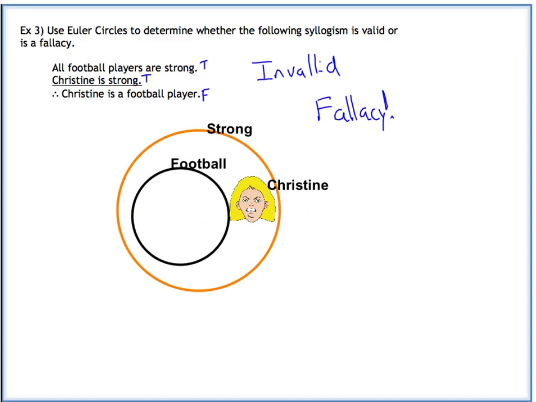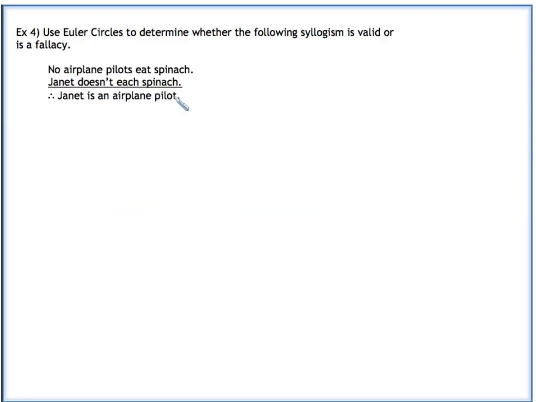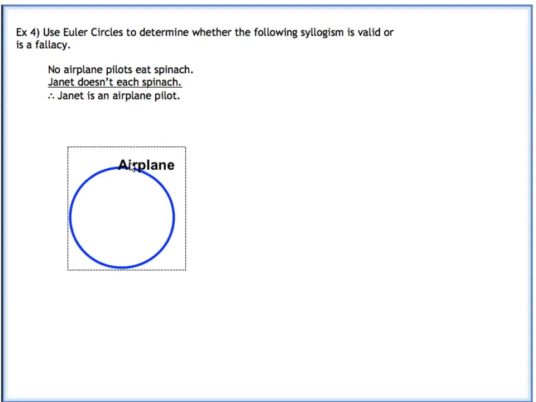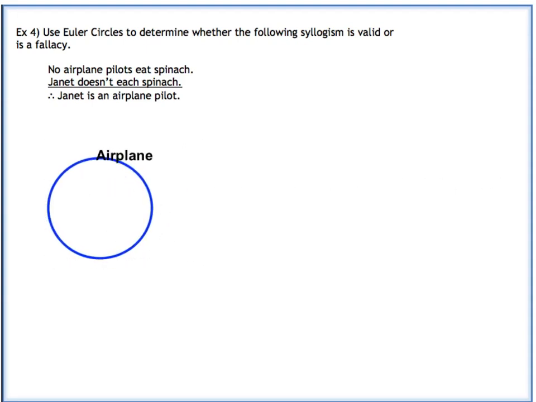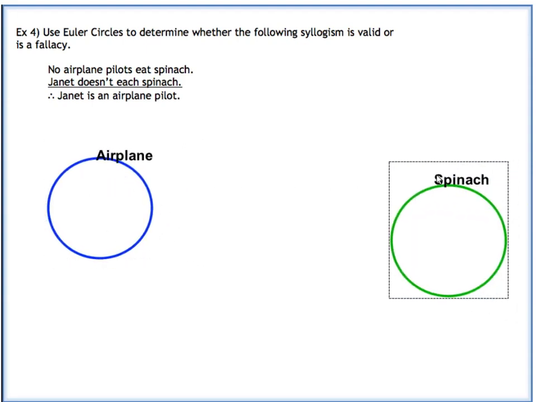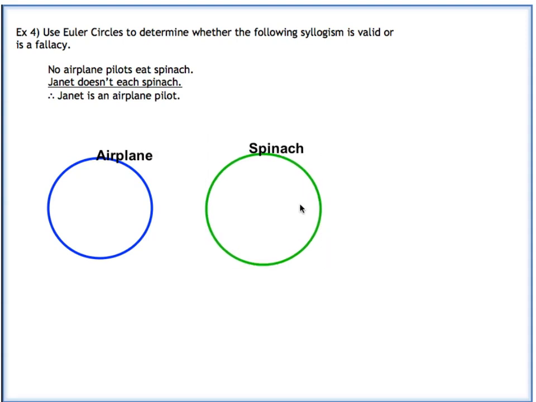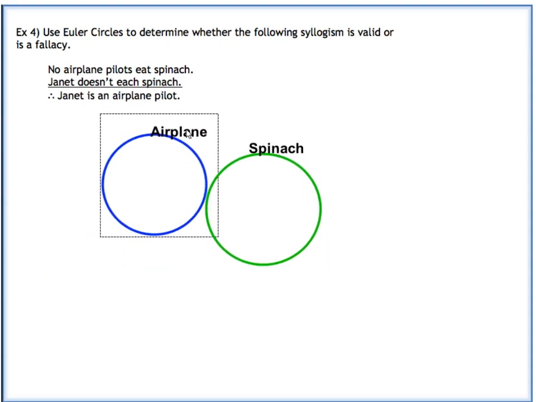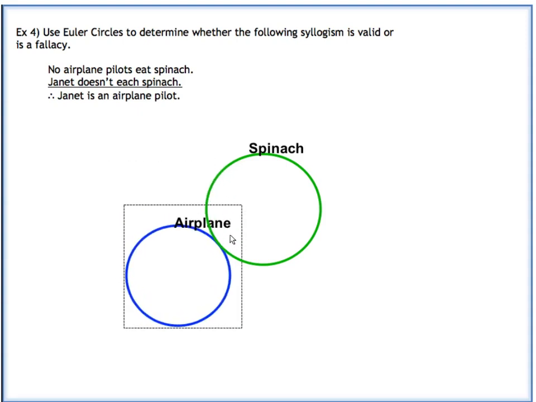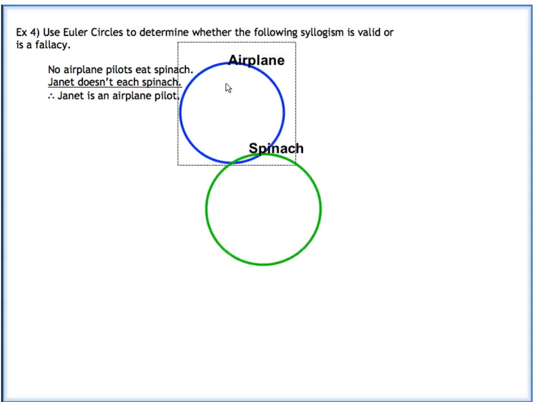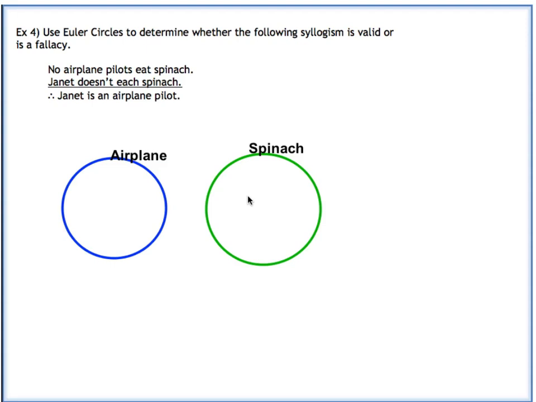All right, let's try another one. Here we introduce a new concept called no. So no airplane pilots eat spinach. So if we have a circle of airplane pilots, this is all airplane pilots, and then we have a circle of everybody that likes spinach. When we say no airplane pilots like spinach, that means, whoa, we can't go inside that circle at all. So airplane pilots and spinach are going to be separated here.